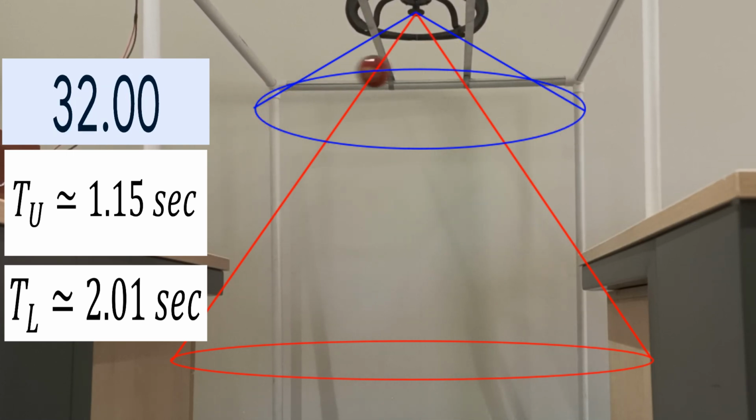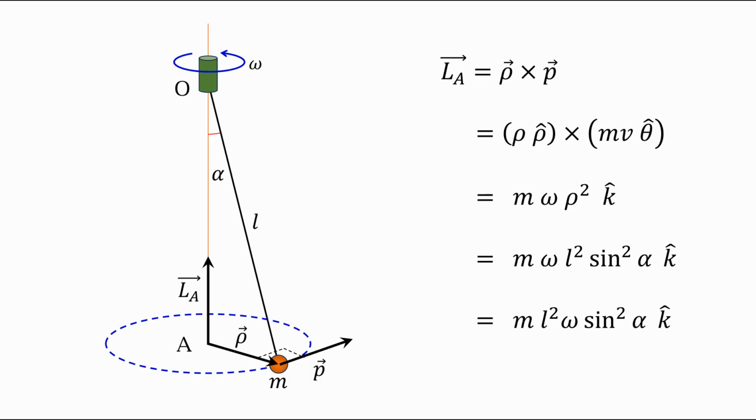Both these changes are expected from conservation of angular momentum. As we go back and see our expression, we can see that rho can be written as L sine alpha. So in our case, when we decrease L, omega increases, as well as alpha increases, which we can see in our experiment clearly. That finishes today's experiment.